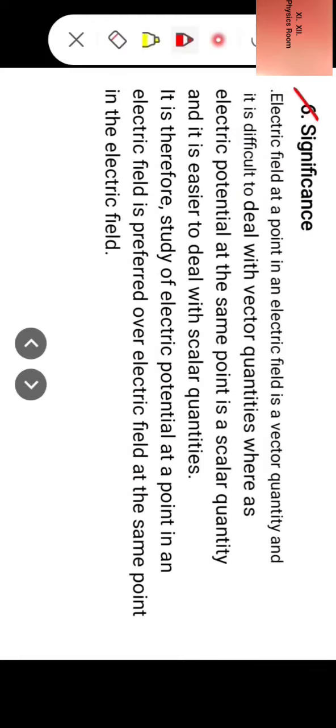Now, the significance of studying electric potential. Electric field at a point in an electric field is a vector quantity, and it is difficult to deal with vector quantities, whereas electric potential at the same point is a scalar quantity, and it is easier to deal with scalar quantities. It is therefore that the study of electric potential at a point in an electric field is preferred over electric field at the same point.